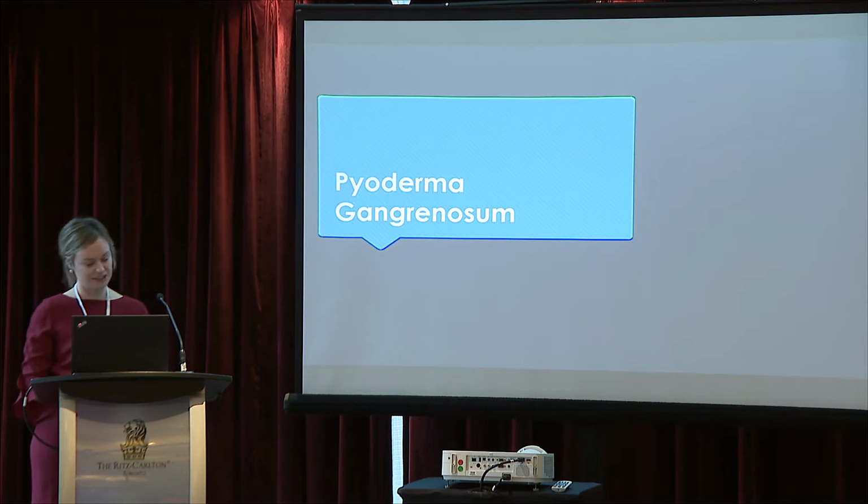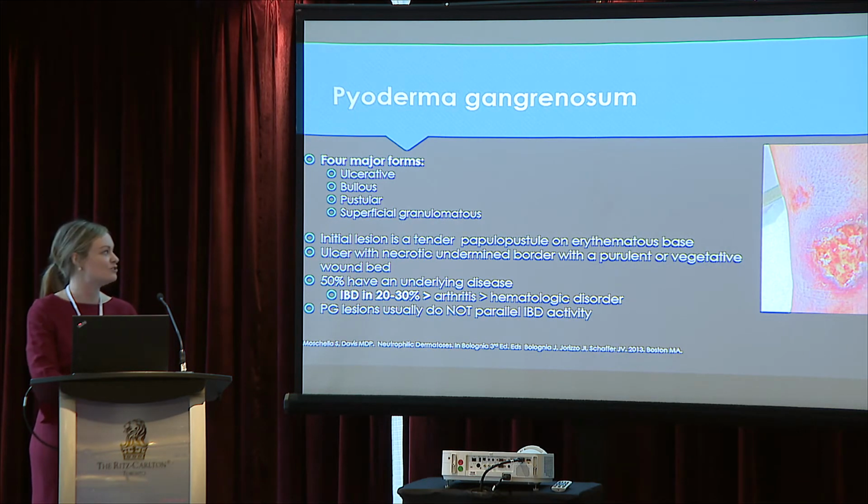And then another condition that's probably quite common in some of your clinics is Pyoderma Gangrenosum. The photo here shows classic Pyoderma Gangrenosum that all the textbooks would have. That's your classic ulcerative disease, but there are also 4 major forms: ulcerative, bullous, so large blisters, pustular, so large pus-filled blisters, and then superficial granulomatous.